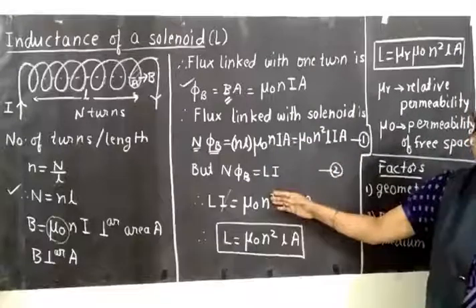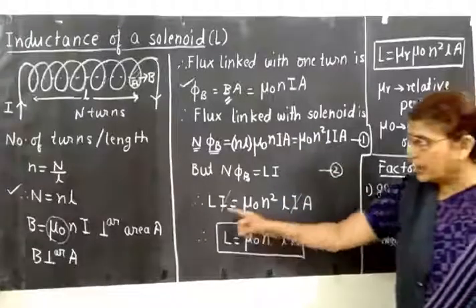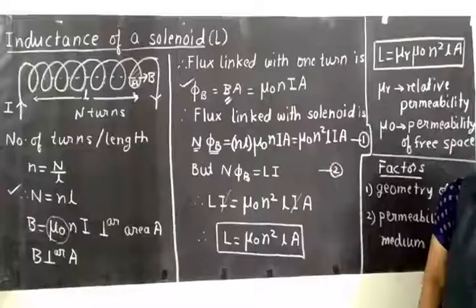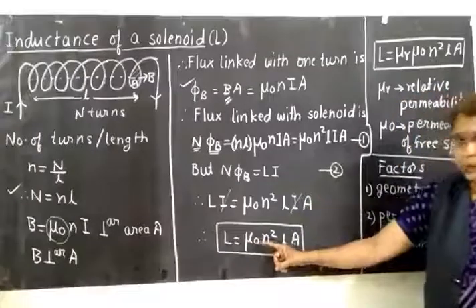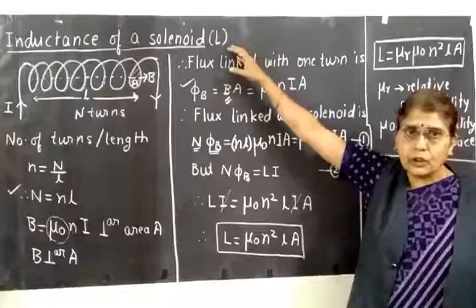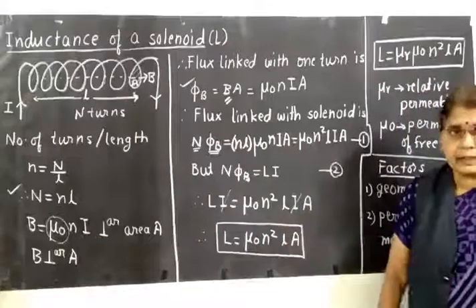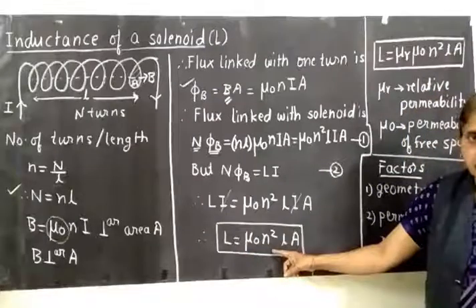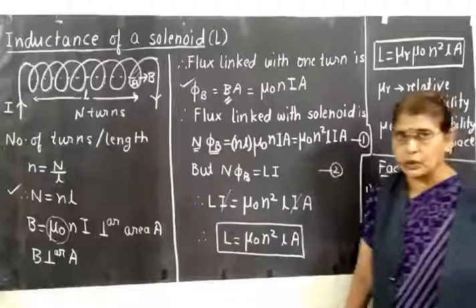Both are for N phi B. So you can very easily equate equations 1 and 2. If you equate equations 1 and 2, you will get L i is equal to mu 0 n square l i A. What is common on both sides? i is common, gets cancelled. So you are left with L is equal to mu 0 n square l A. This is the equation for inductance of a solenoid when air medium is present inside the solenoid. What are the various terms here? Mu 0 is permeability of the air medium, n is number of turns per unit length, l is length of the solenoid, A is area of the solenoid.